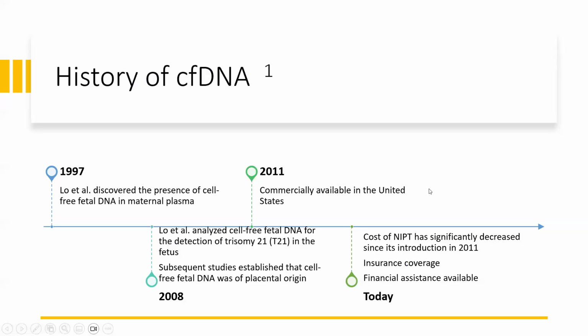A little bit of the history. In 1997, Lo discovered the presence of cell-free fetal DNA circulating in the maternal plasma. And then in 2008, they were able to successfully analyze that DNA for the detection of extra chromosome 21 material, which was a high risk detection for trisomy 21. Subsequent studies then established that that cell-free fetal DNA that was being analyzed was actually of placental origin, specifically trophoblastic cells circulating in mom's blood.